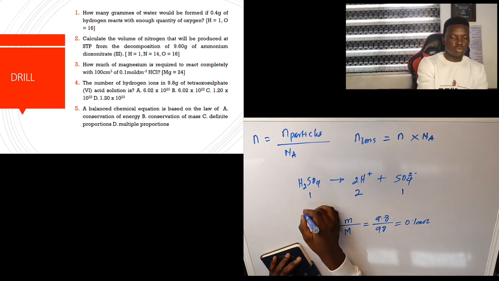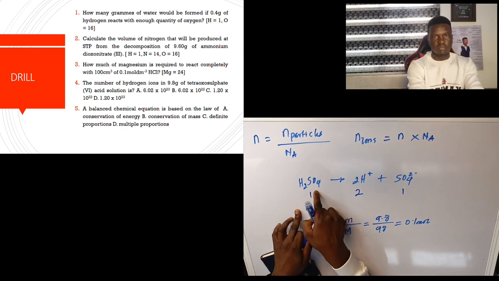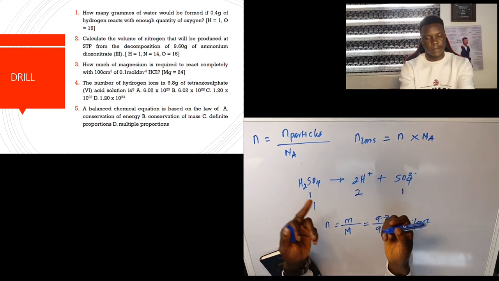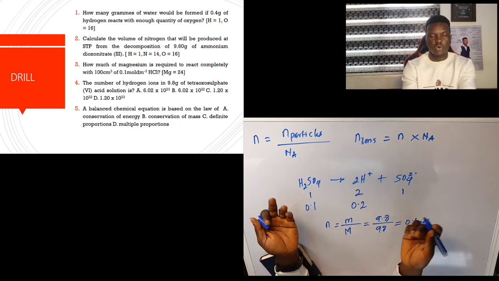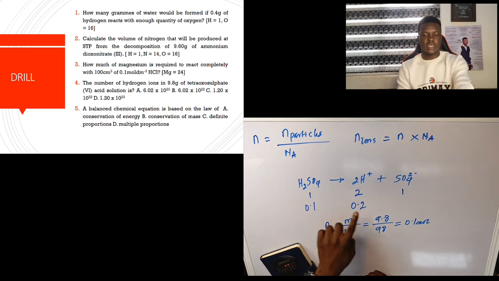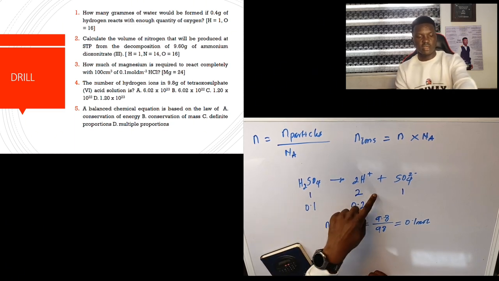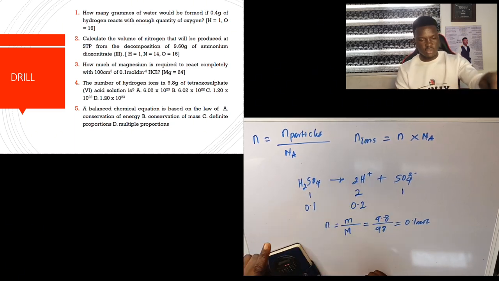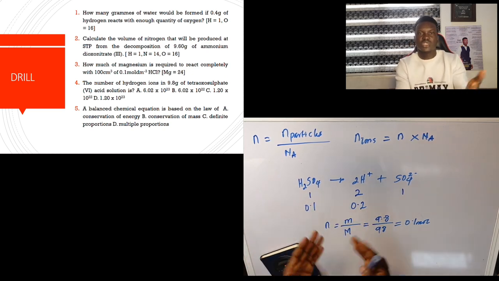So if this is 0.1 mole, my dear, what would this be? My dear, so that's 0.2. You're just going to multiply this by 2, because if this is 5, this will be 10. If this is 10, this will be 20. If this is 20, this will be 40. That's what the mole ratio just means.